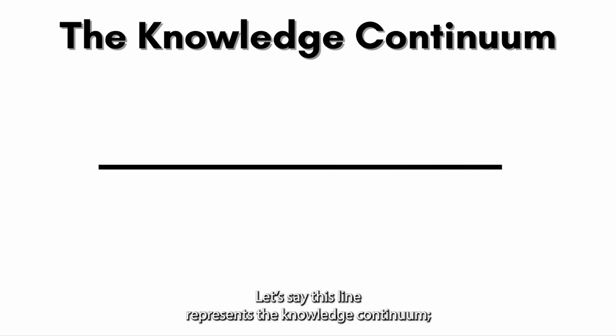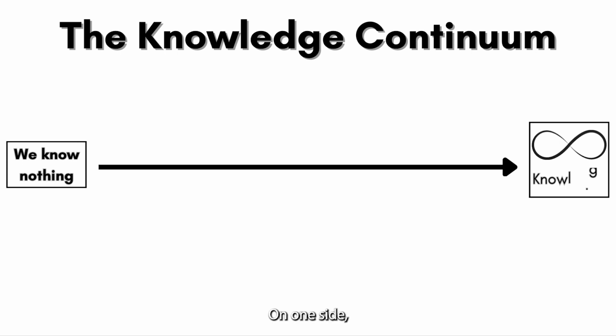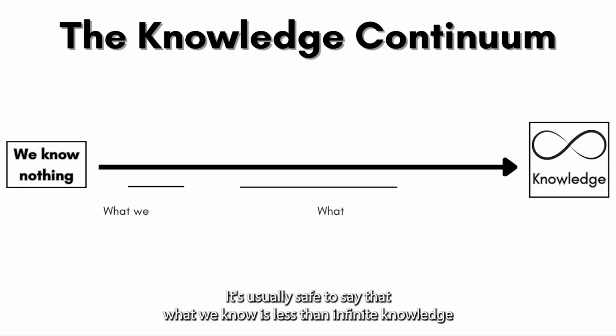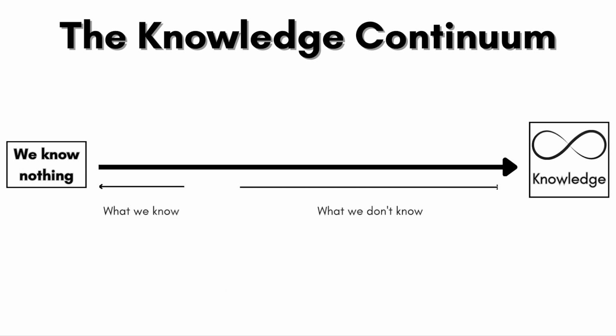Let's say this line represents the knowledge continuum, everything that is possible to know. On one side, we know nothing, and on the other, infinite knowledge. It's usually safe to say that what we know is less than infinite knowledge. That is represented below the vector towards infinity.